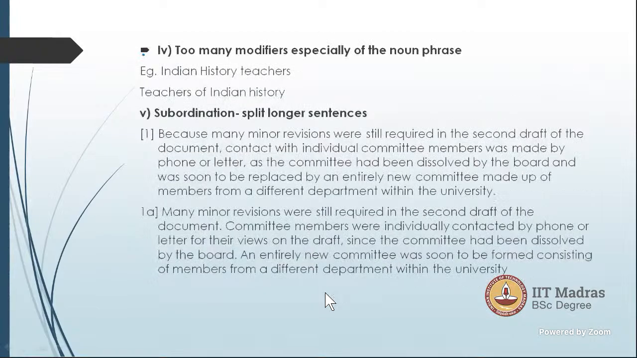The fourth one is too many modifiers, especially of the noun phrase. Now, this itself is not a problem, but sometimes this can cause an ambiguity.